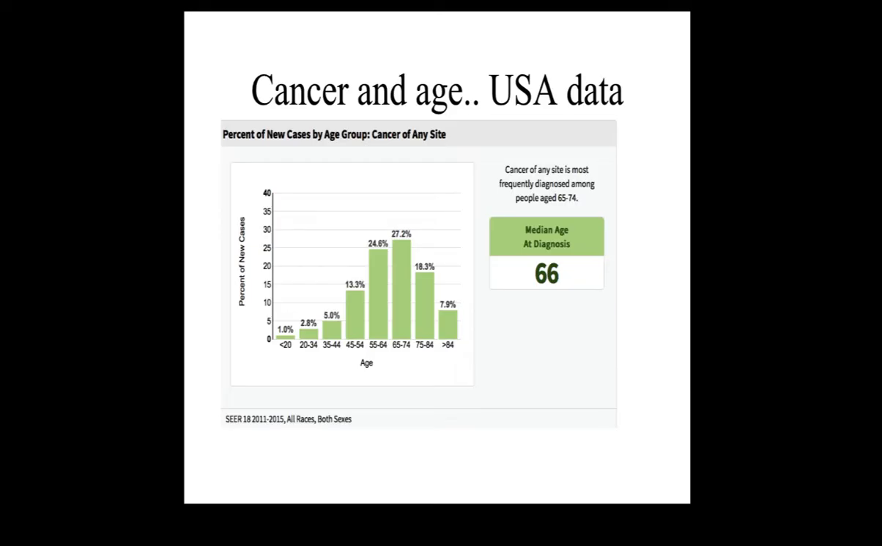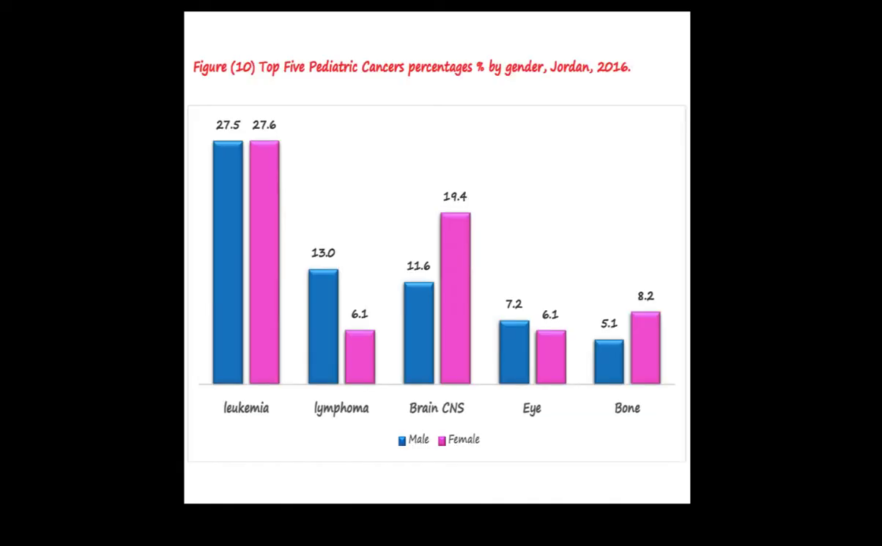However, there are certain cancers that occur in children. This is from the Jordanian statistics. We have childhood cancers. The most common are leukemias and lymphomas; those are very common childhood tumors. CNS tumors are also common childhood tumors. In Jordan, the eye tumor is also common. Bone tumors are also common tumors that occur in children.